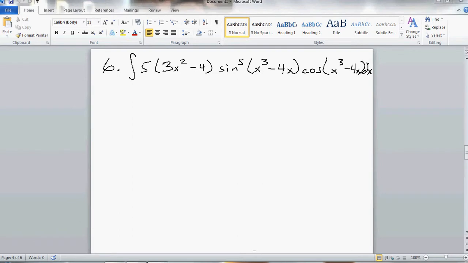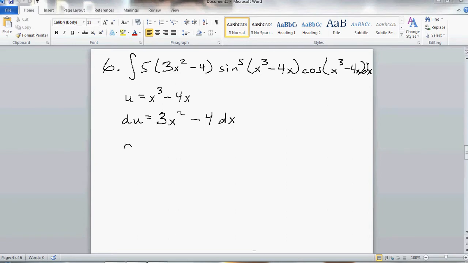Now here we could certainly argue which is the more complex, but I'm going to argue that it's this one right here, because it's the 5th power. So we take the innermost part, which is x cubed minus 4x. So we're going to let u equal x cubed minus 4x. Let's immediately take care of this. du equals 3x squared minus 4 dx.